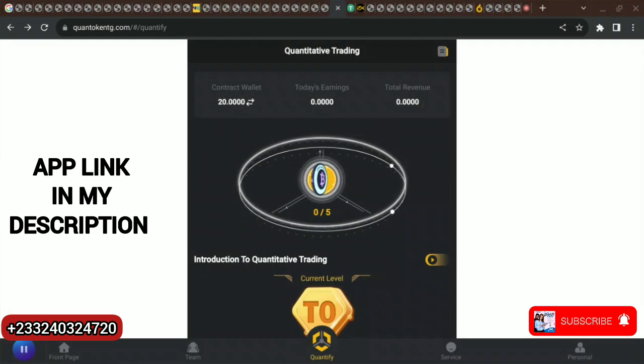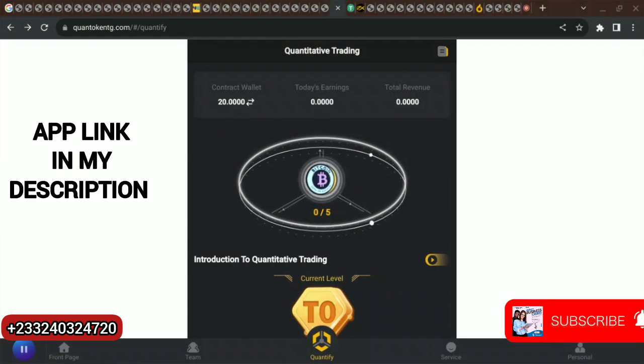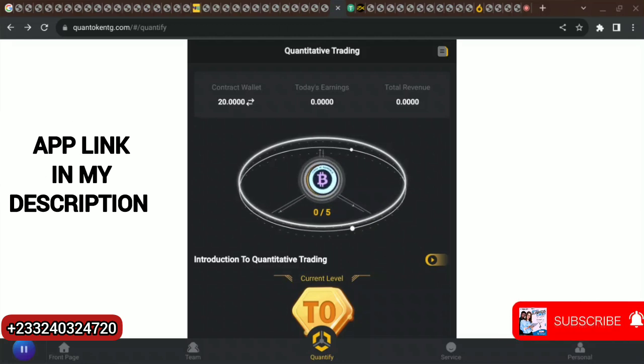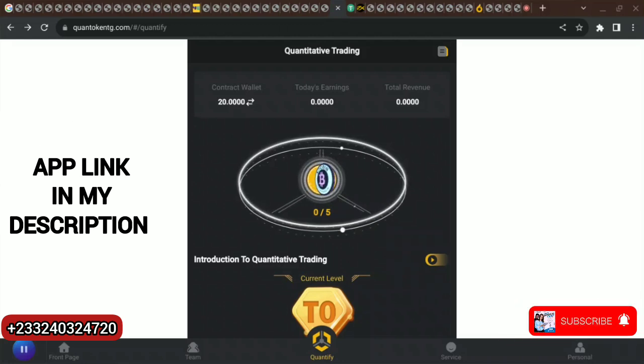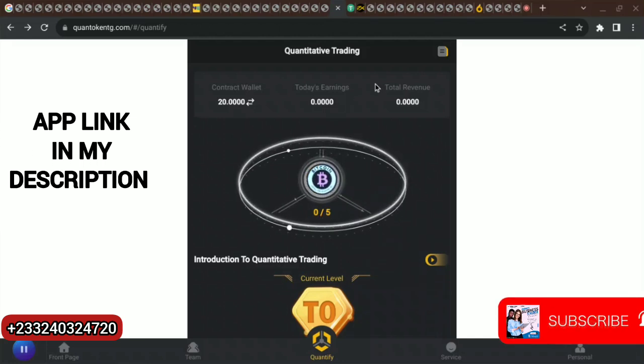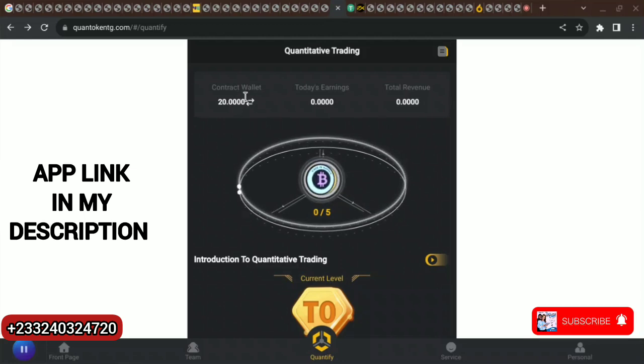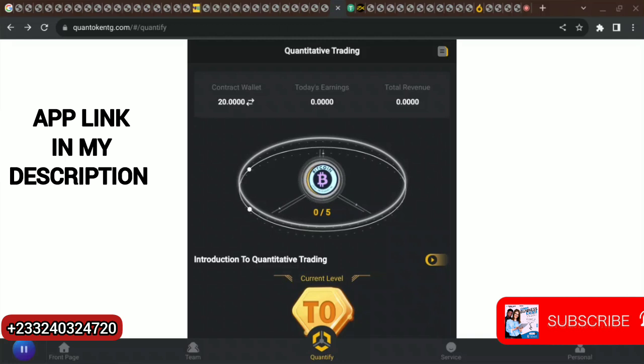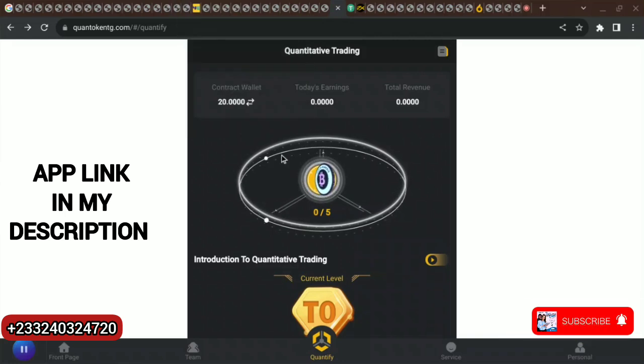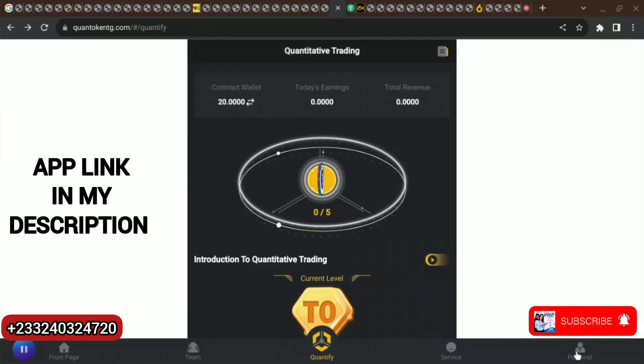It's very simple. It's like a mining app. You just command it to do the trading for you. When you earn the money after it loads from 0 to 5, you see the total earnings and the total revenue over here. Right now, I'm using my contract wallet. It's a free wallet, so you can use it for 90 days. I hope you understand.